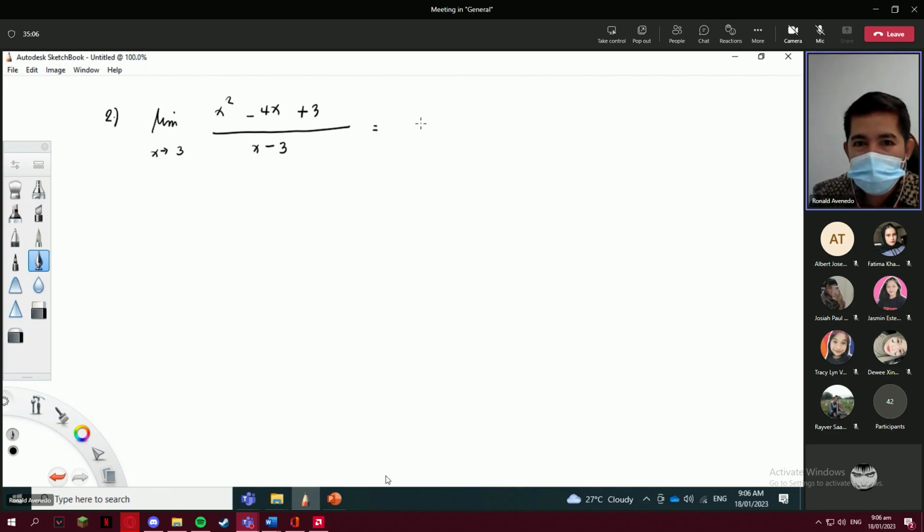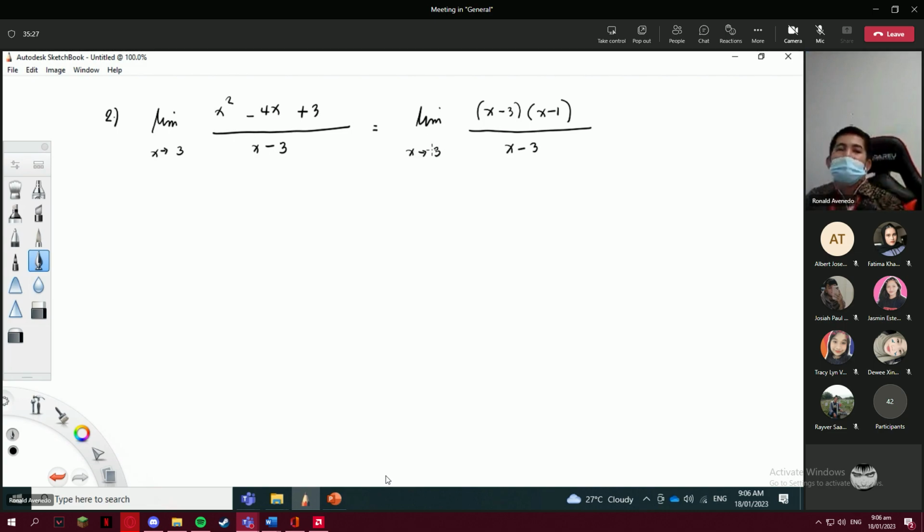So this is equal to, we can factor x squared minus 4x plus 3 by x minus 3 and x minus 1. Then over x minus 3 as x approaches 3. May tanong na naman, bakit x minus 3, x minus 1?